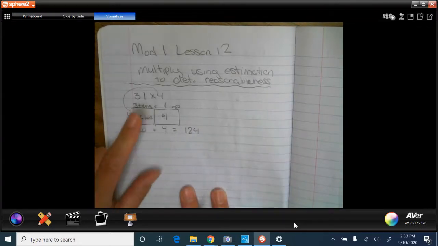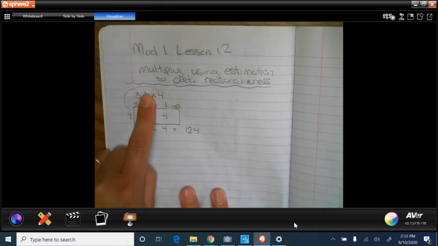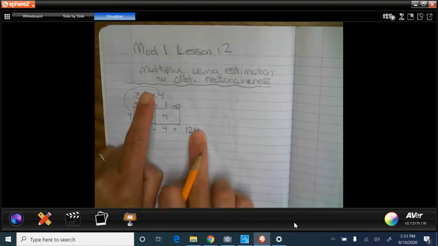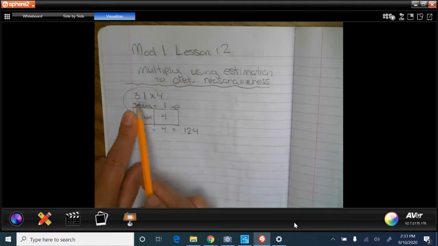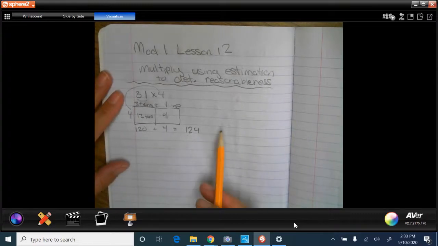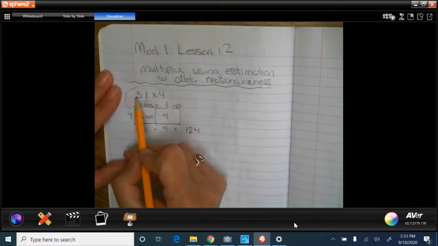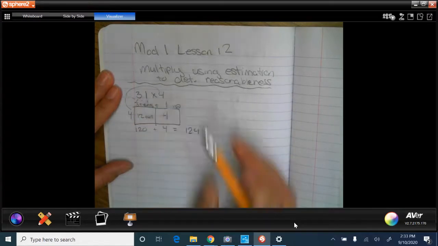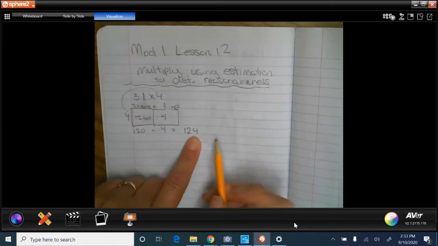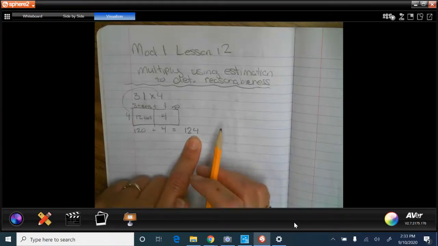Well, if I think about that, as far as reasonableness, I think, what is 3 times 4? 12. So my answer should be somewhere in the vicinity of, if I went 30 times 4, which would be 120, my answer should be somewhere around 120. This is in the tens. My answer should be in the tens or larger, right? Not anything smaller.